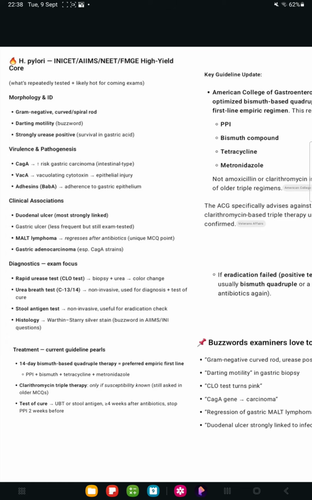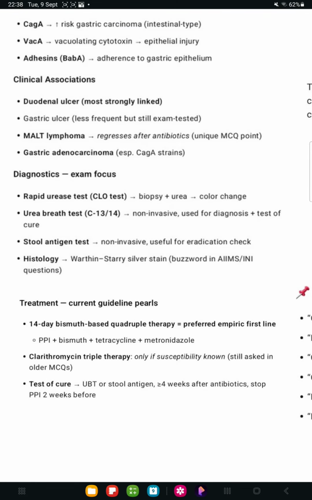In histology, the stain which we use is Warthin-Starry silver stain. Now the treatment according to the current guidelines, 14-day bismuth-based quadruple therapy is the preferred empiric first line, which includes PPI, bismuth, tetracycline and metronidazole. Earlier we were giving clarithromycin triple therapy. This is only given if the susceptibility is known.